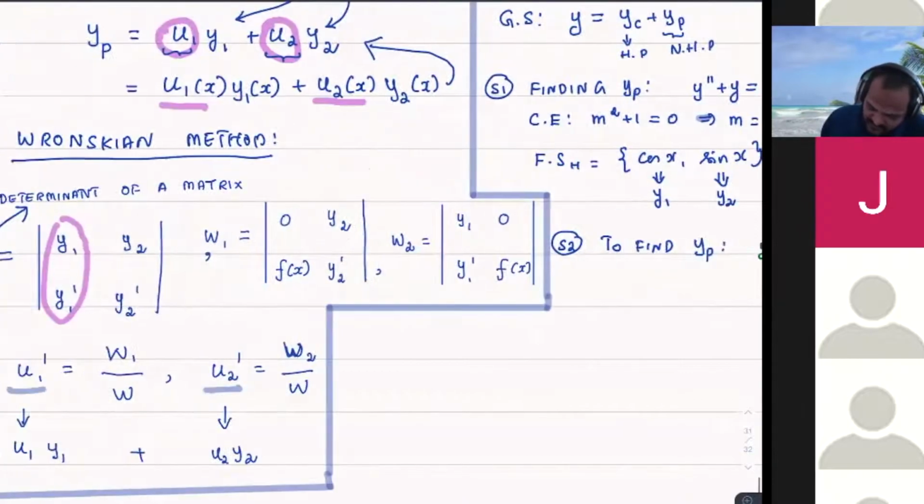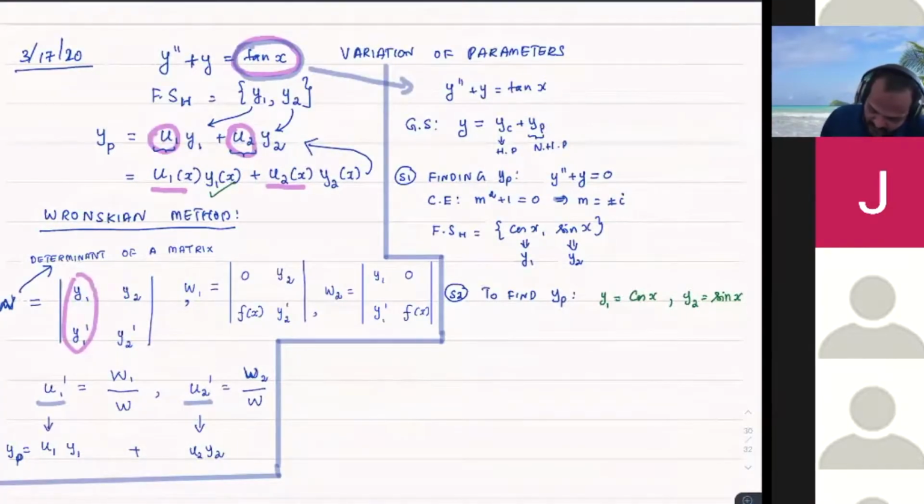So let's try to figure out these values. Now we have our y1 and our y2, and we're going to plug them back into the Wronskian, the w1 and w2. But before I go, let me also identify my f of x. The f of x in the equation is exactly this guy, which would be tan x. That's my f of x.